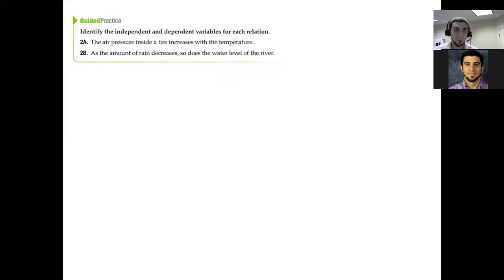2B, the amount of rain decreases. As the amount of rain decreases, so does the water level of the river. So here, the amount of water in the river is affected by the amount of rain that falls. The amount of water in the river isn't going to determine the amount of rainfall, it's the other way around. So the amount of rain is the independent variable, and the water level of the river is the dependent variable because it depends on the amount of rain.